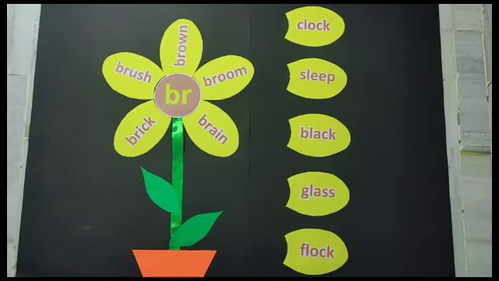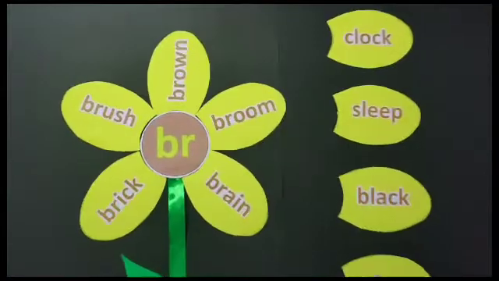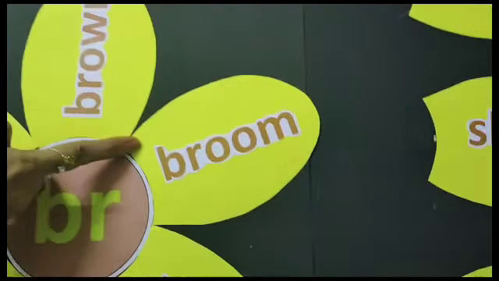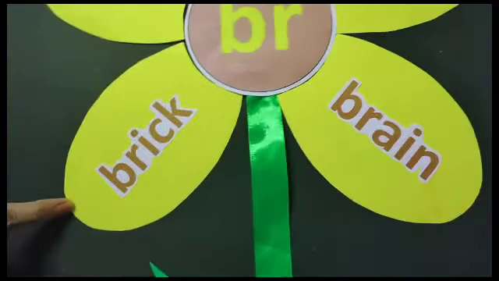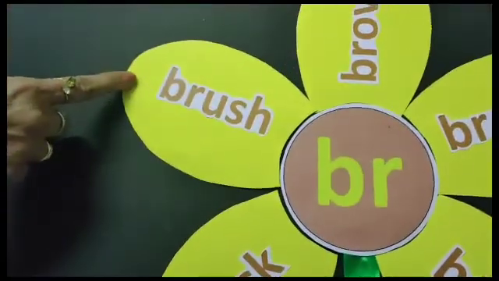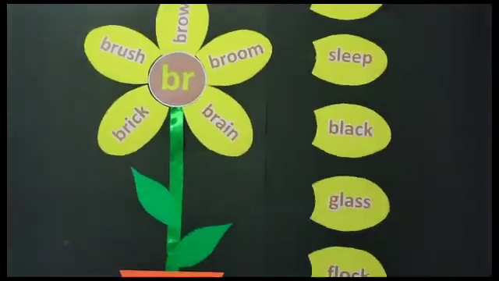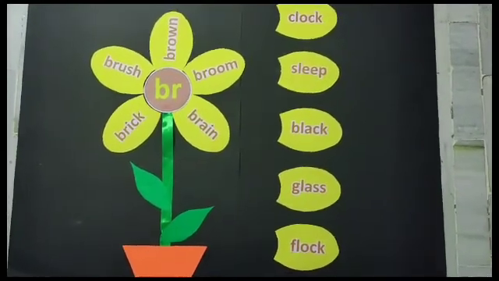So let's read all the words of the BR flower once again. Brown, broom, brain, brick and brush. So children, now I'm sure you know what the BR blend is all about.